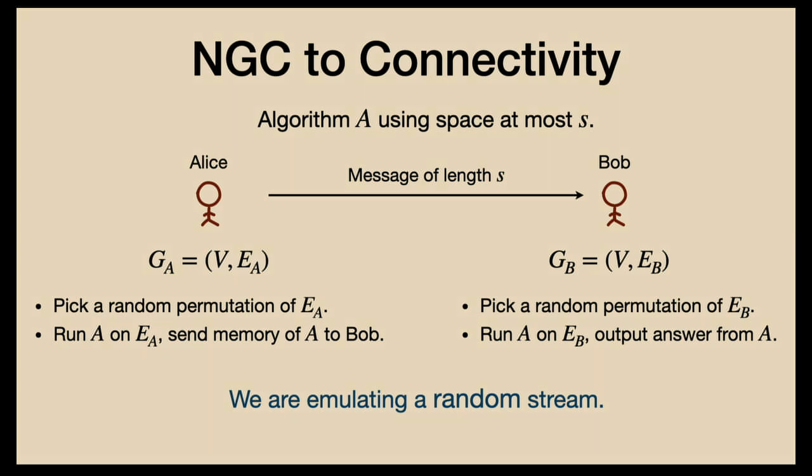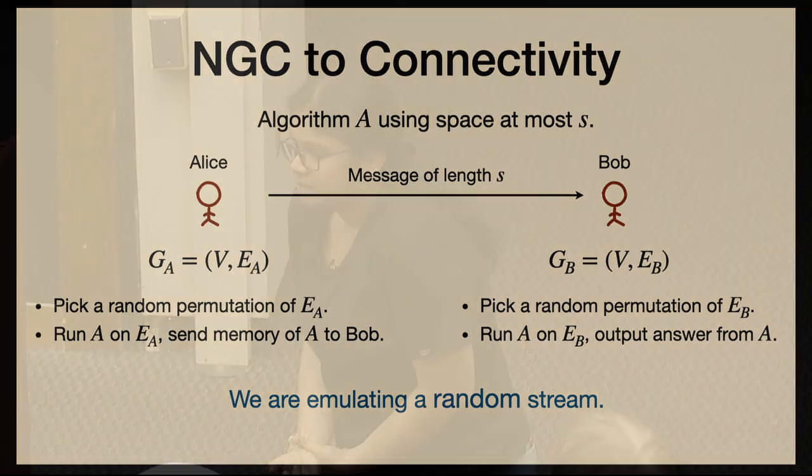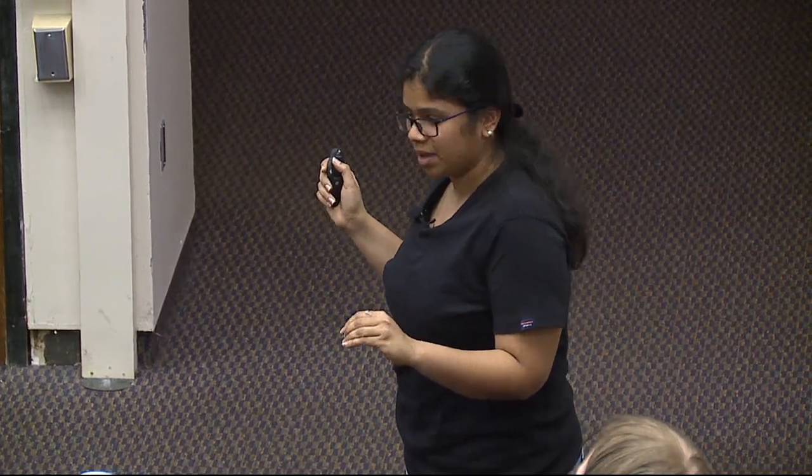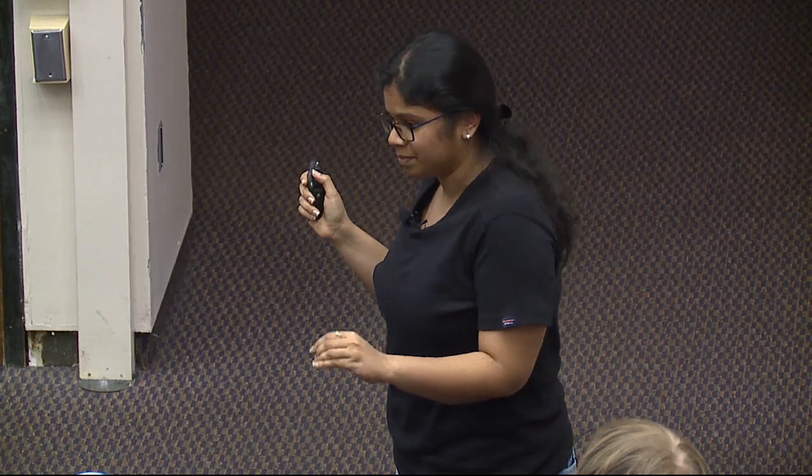Yes? Yeah, sorry. When you say send memory, is this not the state of the memory at the end of running the algorithm or anything? No. It's not every time, it's just once, basically, because it's just one time that the algorithm has access to the edges. In the middle, Alice will run everything on only this set, and then she'll send the state. And then Bob will run it on his set. So she sends the state after she's processed all of her edges? Yeah, exactly. Okay.